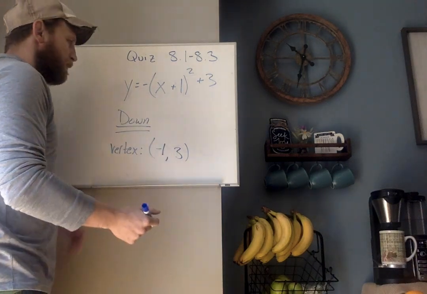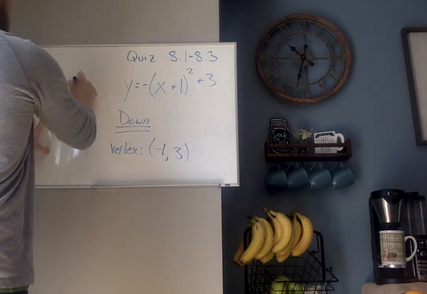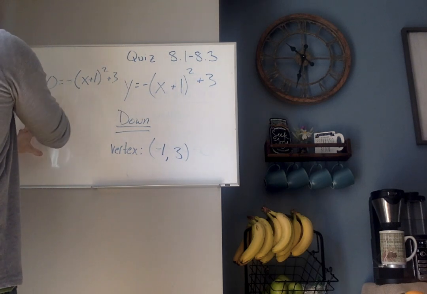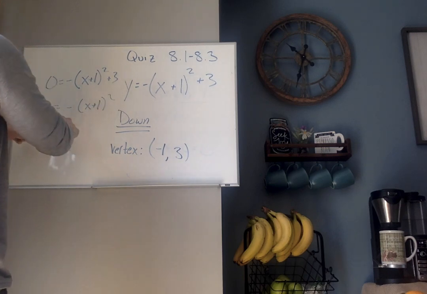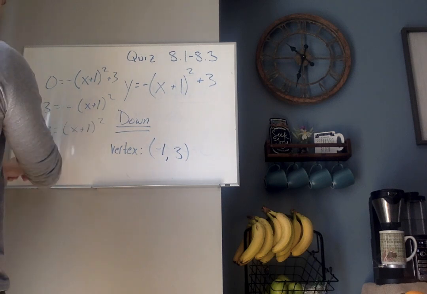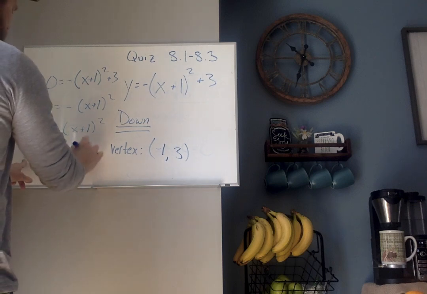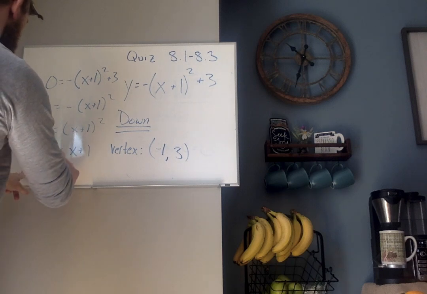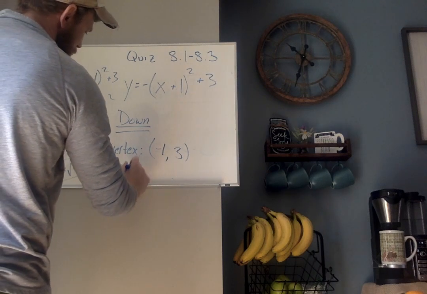And then my roots, okay, my roots are when this is 0, so I'm going to do 0 equals negative x plus 1 squared plus 3. So I'm going to subtract 3 from both sides. Divide by the negatives, so I get 3 equals x plus 1 squared. Take the square root. So I have x plus 1 equals plus or minus the square root of 3. So x equals negative 1 plus the square root of 3, and x equals negative 1 minus the square root of 3.